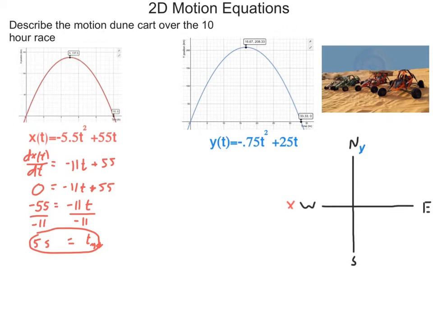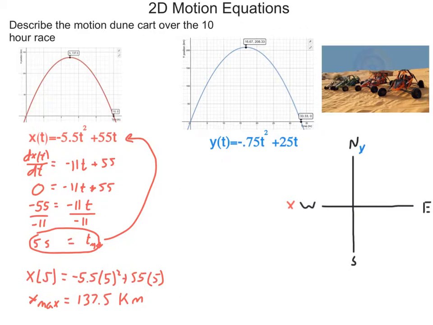Where does it actually start and stop in the x-axis? So we'd set x of t equal to 0 there too to solve for those times. But for now, let's actually find the maximum position. And we find our maximum position here is 137.5 kilometers. Kilometers I'm using because if you look at the y-axis here on both of those for position, for the x and y position graphs, we're using kilometers for the race that the Dune carts would be moving over.